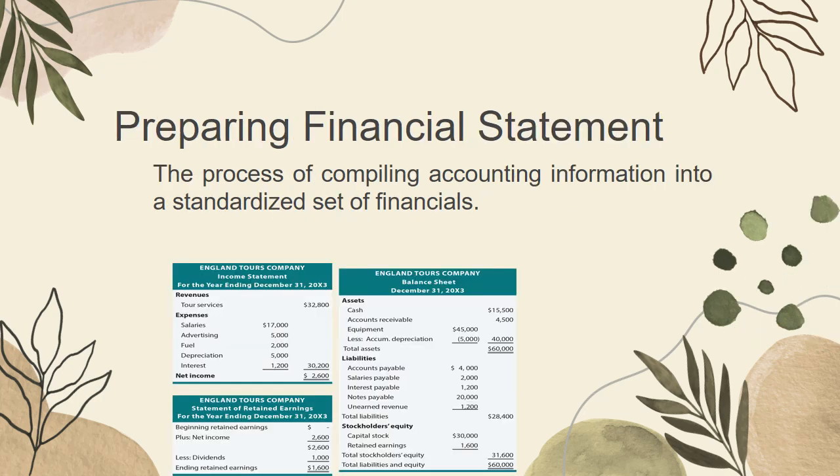The seventh step of the accounting cycle is the financial statements. The financial statement is the process of compiling accounting information into a standardized set of financials. So the financial statements can be generated after adjustments have been made and account balances have been adjusted. Financial statements are accounting reports that summarize a company's operations and results over a specific time period, such as monthly or quarterly. Balance sheet, income statement, and cash flow statement can be prepared using the correct balances.